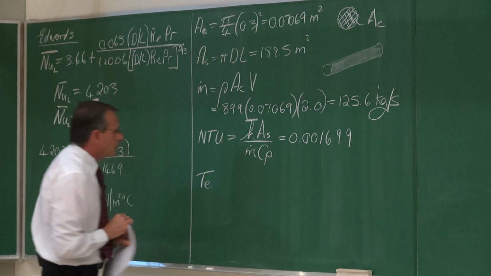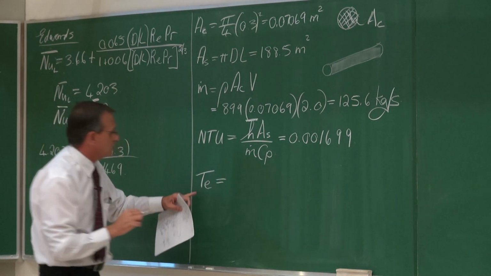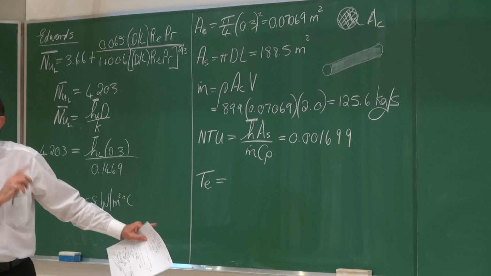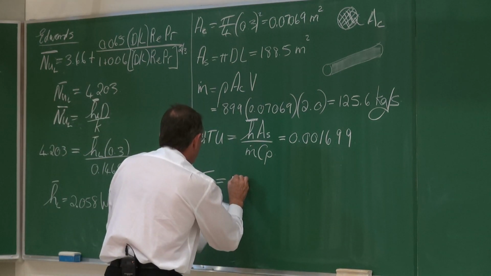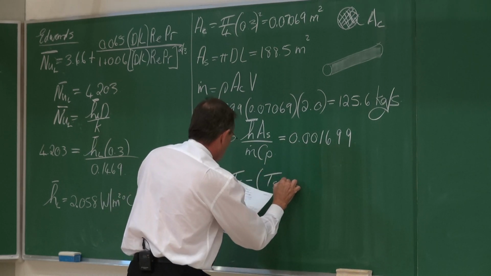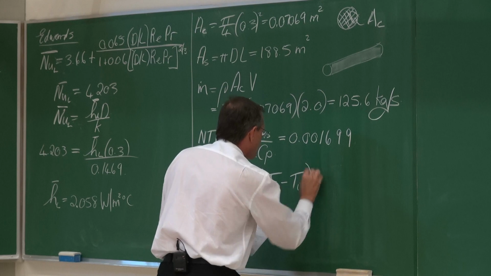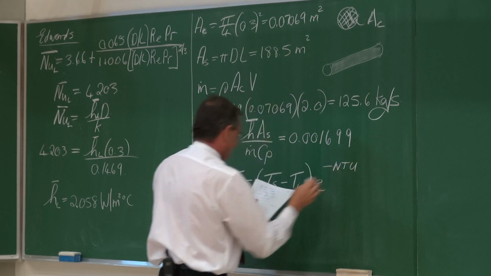So we have derived this equation for a constant wall temperature. Take note, the equation is only valid for constant wall temperature. So the outlet temperature is equal to the wall temperature minus the wall temperature minus the inlet temperature, multiplied by e to the minus NTU.